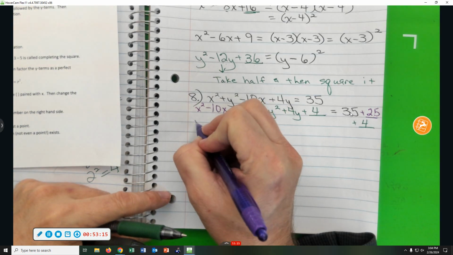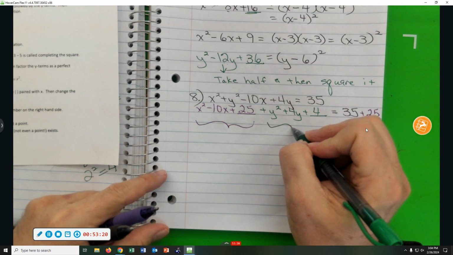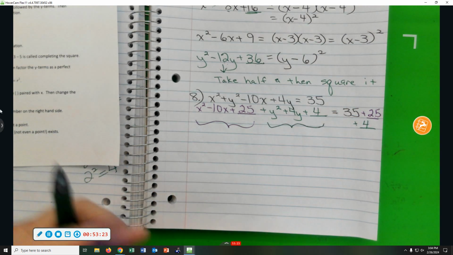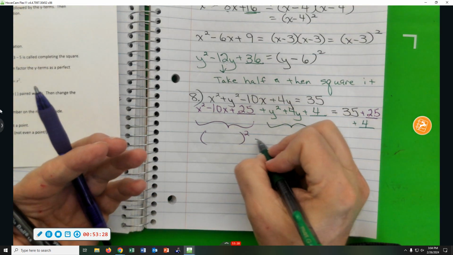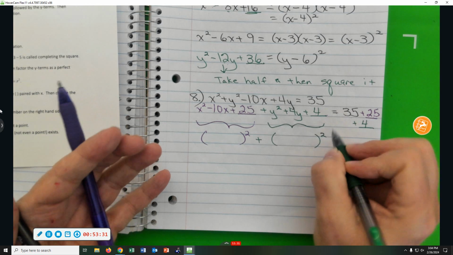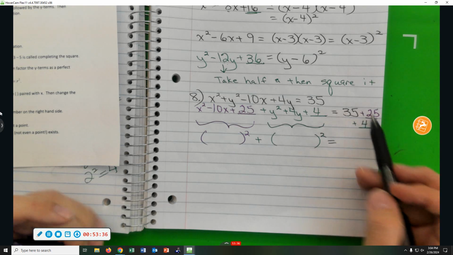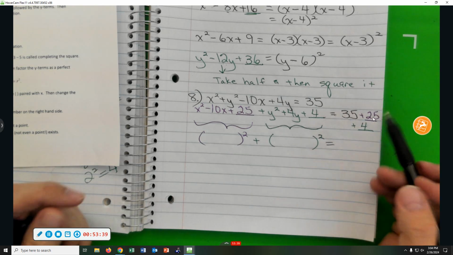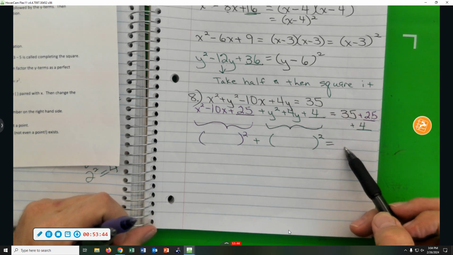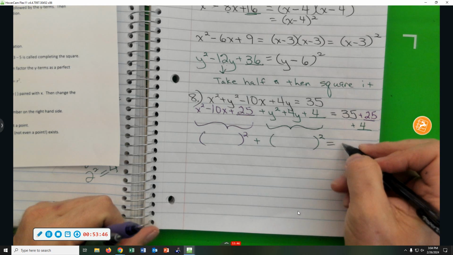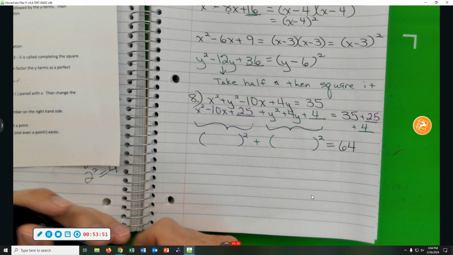I forgot to mention what should be obvious. Add these 3 numbers over here, the 35 plus 25 plus 4. I don't list that as a step, and you don't either. Simplifying the right-hand side, 25 plus 35 is 60, plus 4. What are we getting on the right-hand side? 64.